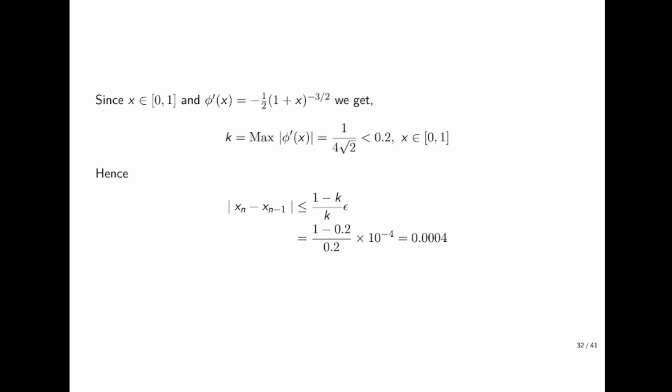Hence, what we have to check is that the difference between two neighboring terms, that is the absolute value of x_n minus x_(n minus 1), should be less than or equal to (1 minus k) divided by k times epsilon, which is equal to 0.0004. That is, we will stop the procedure when the difference between two neighboring terms of the sequence is less than or equal to 0.0004.